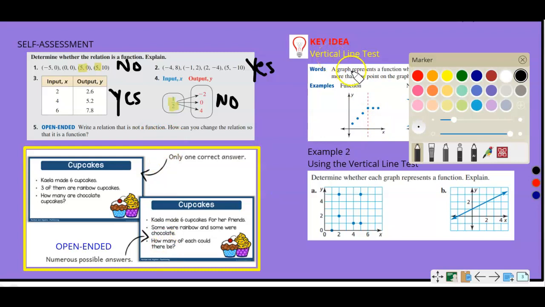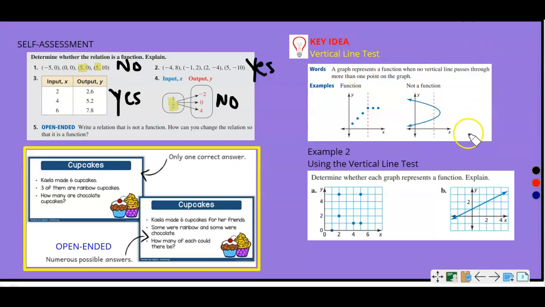All right, key idea. Your vertical line test. All right, still talking about functions. This is an important way to determine whether something is a function or not. All right, so in words, a graph represents a function when no vertical line passes through more than one point on the graph.